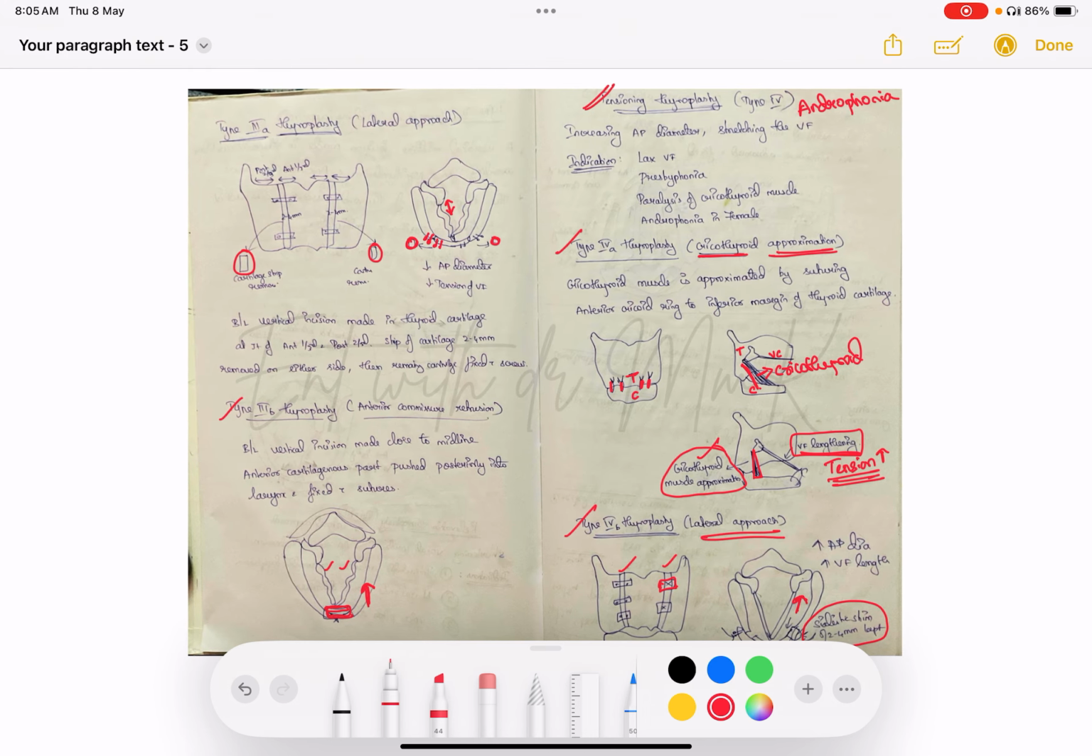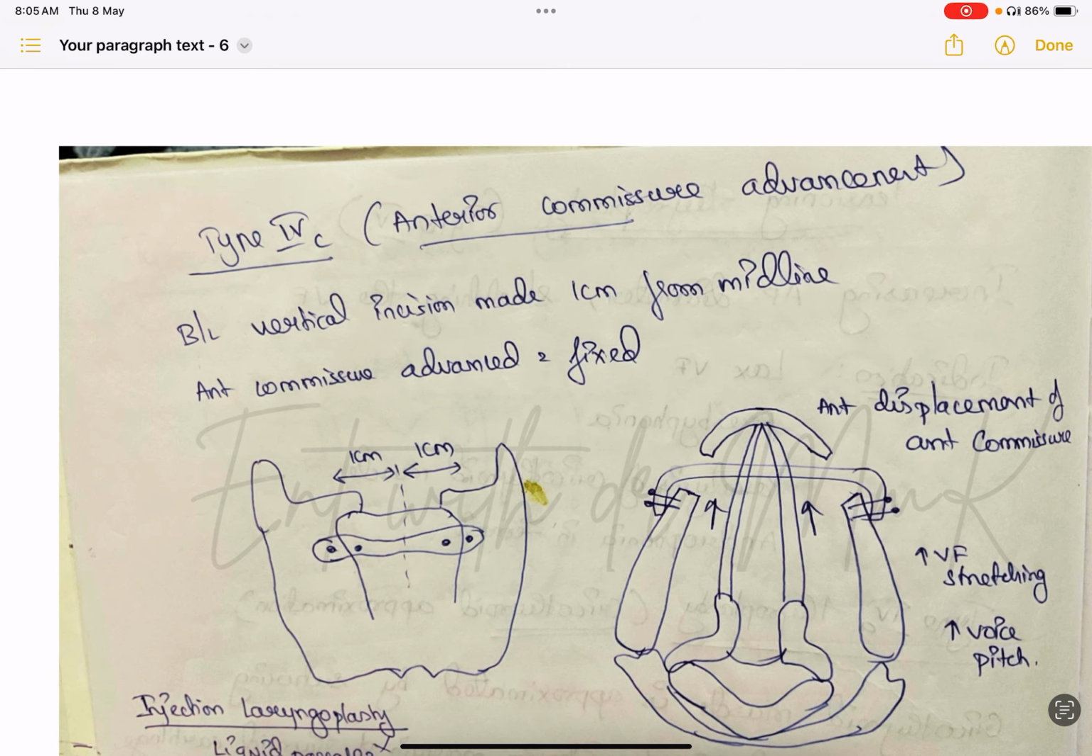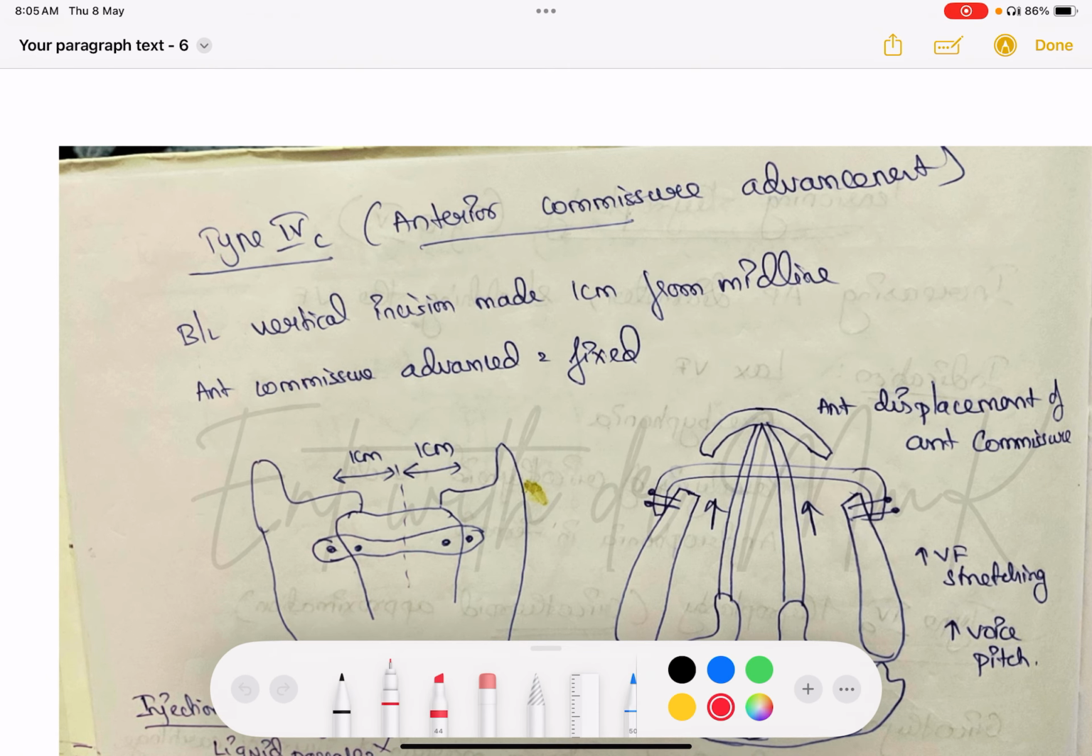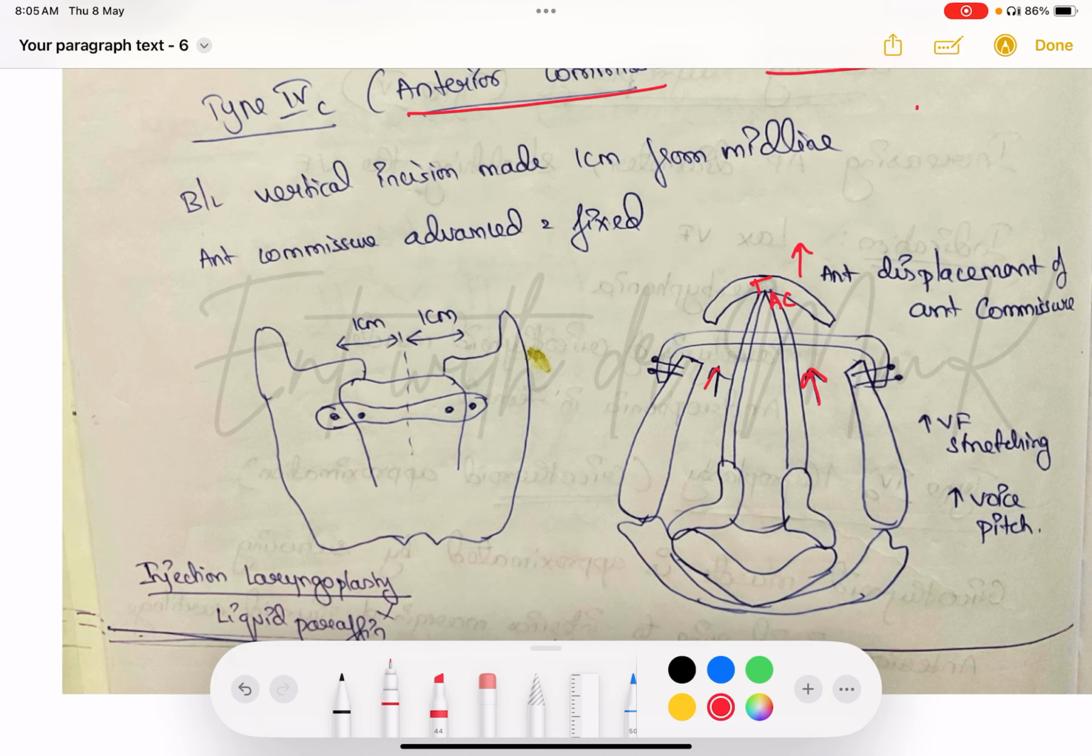Okay, now the last approach is type 4C, that is the anterior commissure approach. So what happened here in type 3? In type 3, the anterior commissure was pushed posteriorly, but here this part of the thyroid cartilage along with the anterior commissure is pushed anteriorly. It is moved forward so that we can increase the length of the vocal cord.